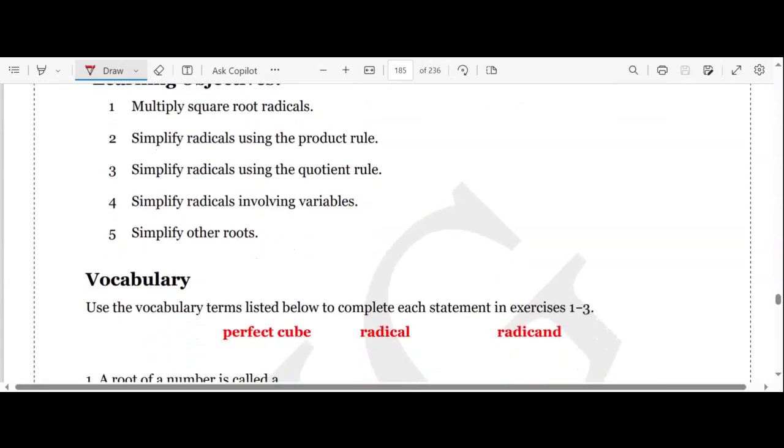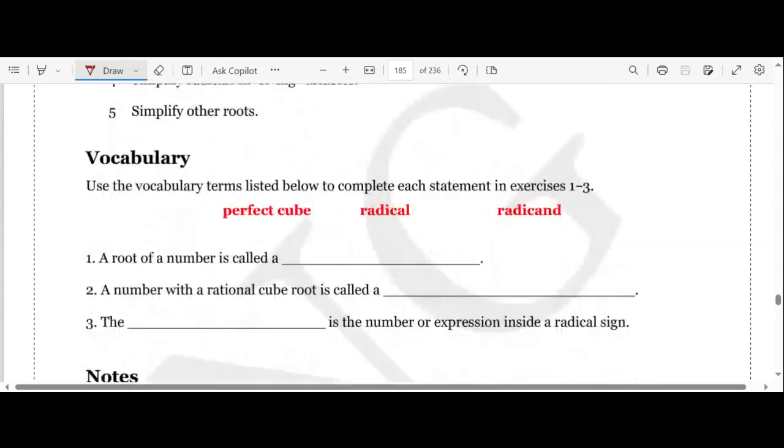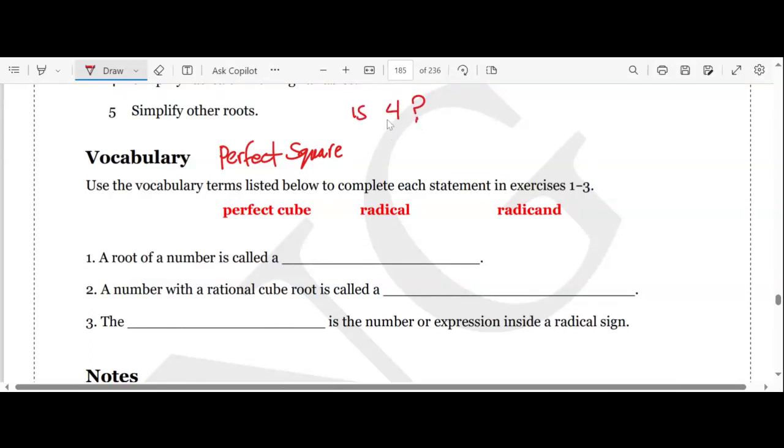And you have vocabulary here, perfect cube, perfect square as well. What does perfect square mean? Is 4 a perfect square number? Yes. Why? Because it's 2 times 2. Is 16 a perfect square number? Yes, because it's 4 times 4. Is 25 a perfect square number? Yes. Why? 5 times 5. Okay.